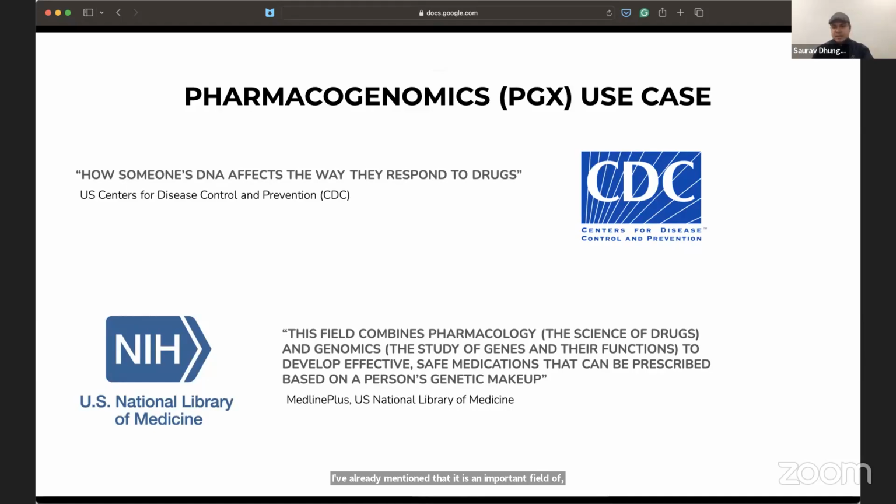And precision medicine itself is a more general approach to disease treatment and prevention. It takes into account other factors like a patient's diet, environment, lifestyle, demographics, in addition to the genetic profile that we are interested in pharmacogenomics.